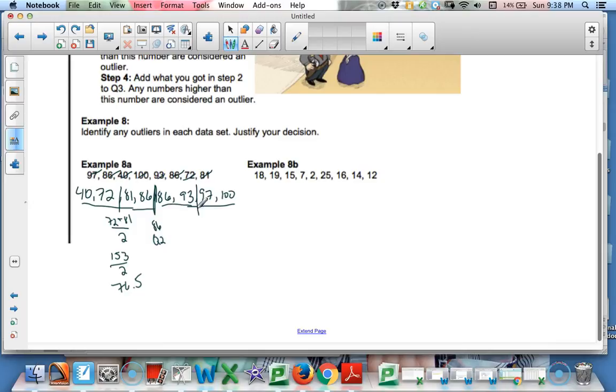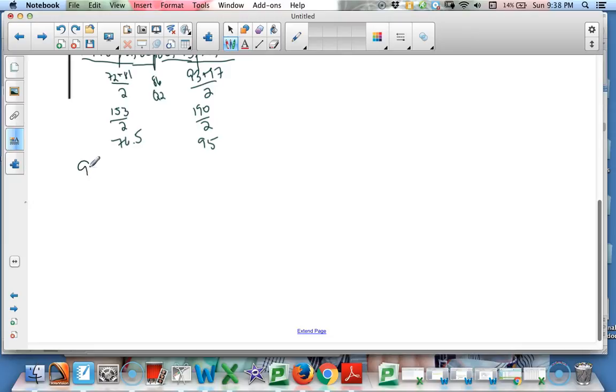Over here, I'm going to say 93 plus 97 and divide that by 2. So that's 190. And 190 divided by 2 is going to be 95. Okay, so that means my interquartile range, or my IQR, is 95 minus 76.5. So my IQR then is going to be, oh no, I lost my calculator. 95 minus 76.5 is equal to 18.5.